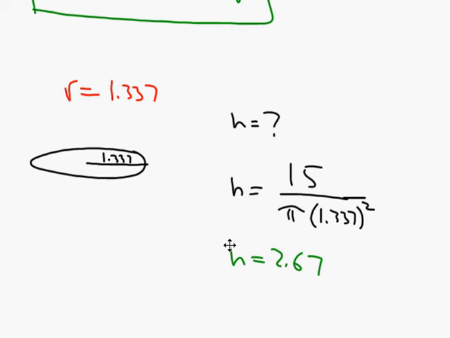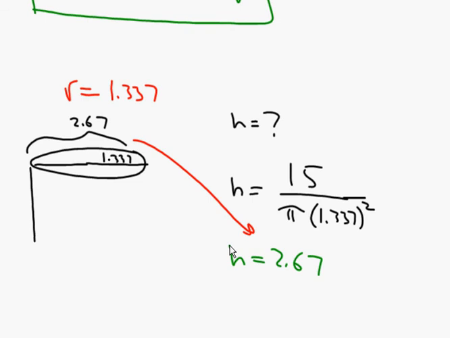Actually, I won't do it. I'll just tell you. If you take the number 1.337 and you double it, you actually get this number of 2.67. That's what happens. Sort of a fun fact. So the diameter of this thing is 2.67, just like the height of it is 2.67. Okay? Sometimes referred to as the square right circular cylinder. Square meaning that its diameter and its height are the same.